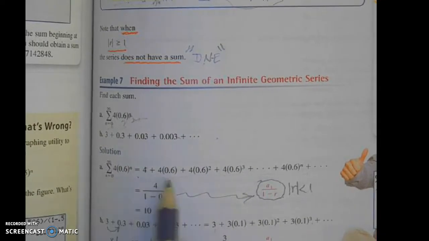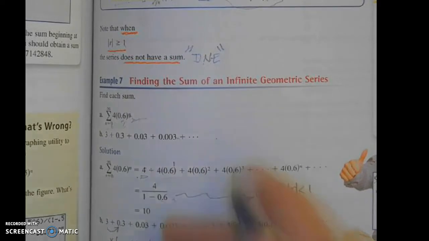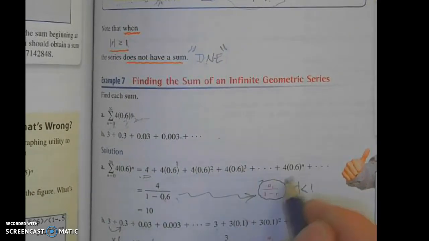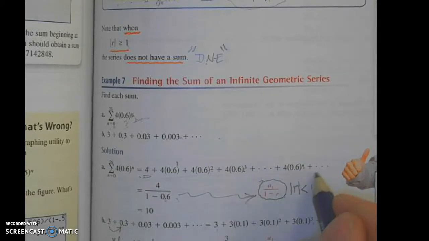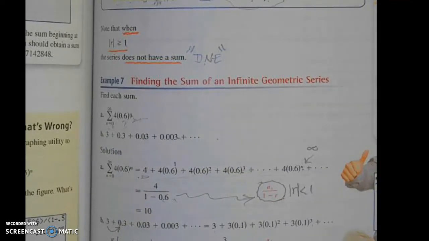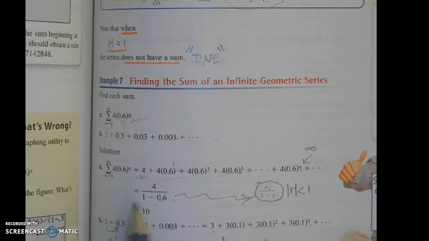And so we end up with the first term being 4. Then we put in a 1 right there. Then we put in a 2. Then we put in a 3. Well, this gets old real quickly. We go out to the nth power, and n basically continues forever and ever until it reaches infinity, which it never does. Because we can't do it that way, we're going to use the formula.